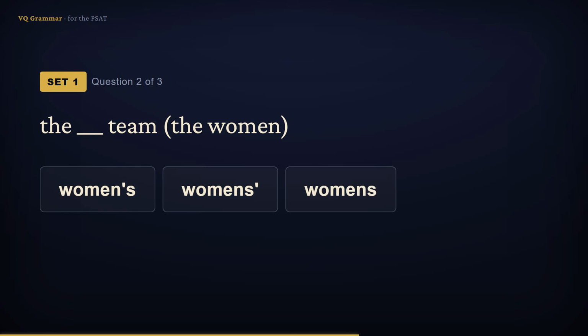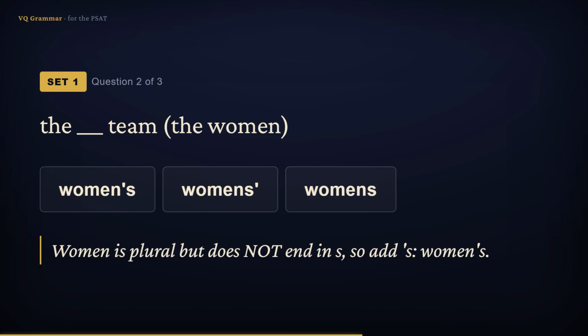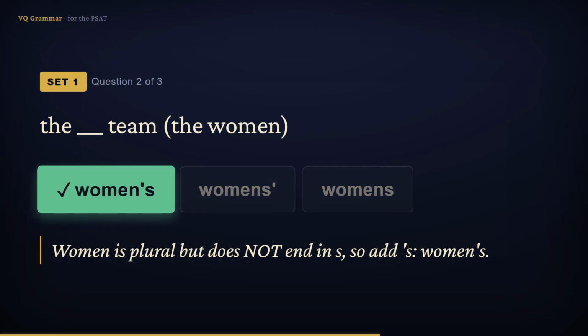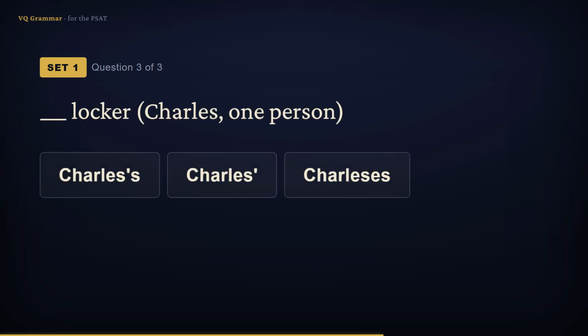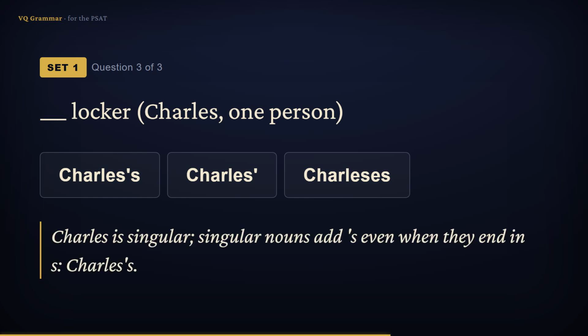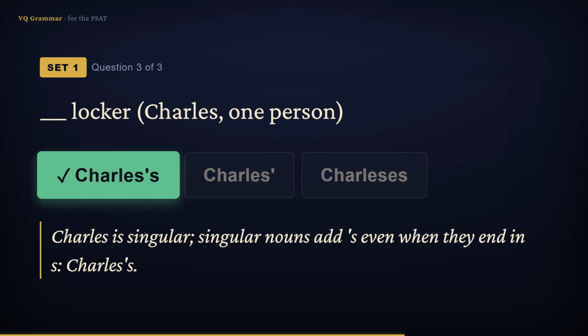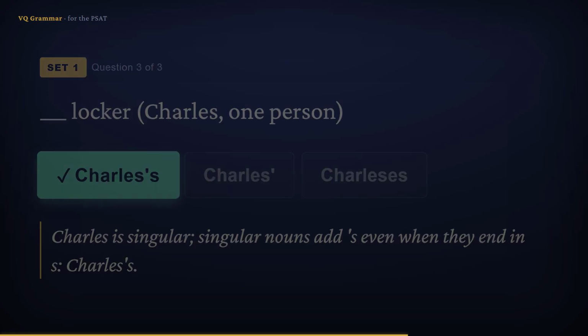The team belongs to the women. Now careful, women is already plural, but it does not end in s, so we add an apostrophe plus s, just like a singular. Women's. So the answer is women's. The locker belongs to Charles, one person. Charles is singular, even though the name ends in s. Singular nouns add an apostrophe plus s, so we write Charles's. So the answer is Charles's.